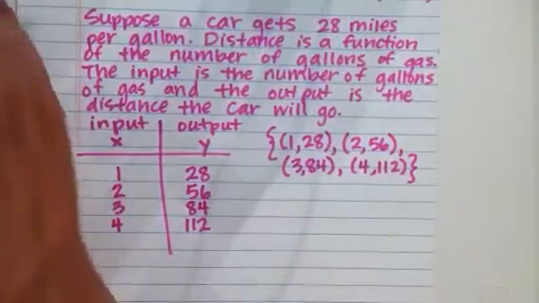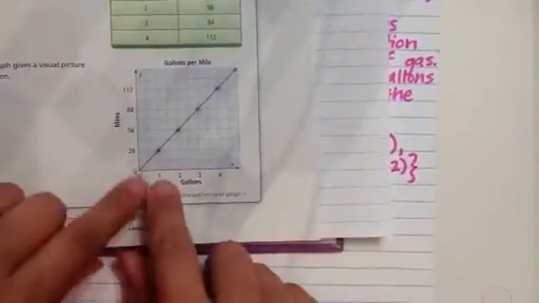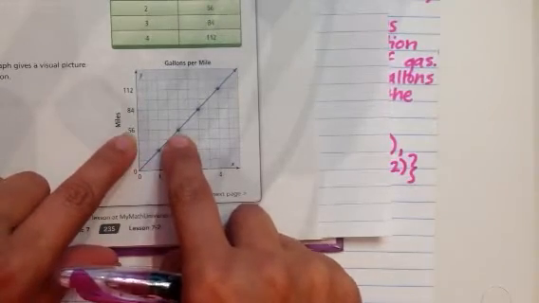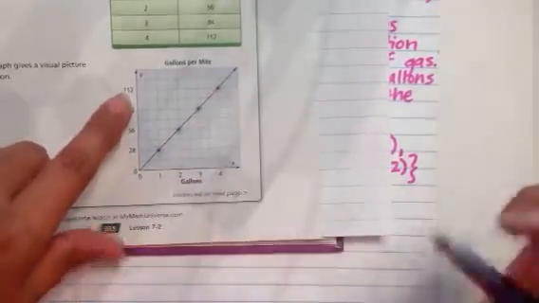Or I could graph that. And when I do, this is what that graph would look like. 1 gallon of gas goes 28 miles. 2 gallons goes 56. 3 gallons goes 84 miles. 4 gallons goes 112 miles.